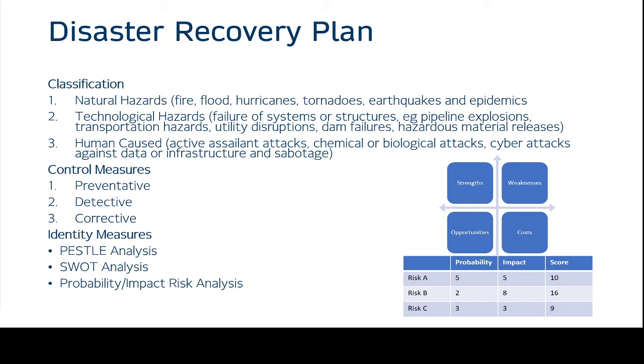Identity measures, so measures to identify if an event has occurred, and also methods to assess its impact. So this is sort of the planning tools and techniques you can use, such as a PESTLE analysis. I won't go into that in too much detail, but you can look that up online quite easily. It stands for political, economic, social, technological, legal and environmental. So one E is for economic, one E is for environmental on there. You can look that up online to get more information on that.